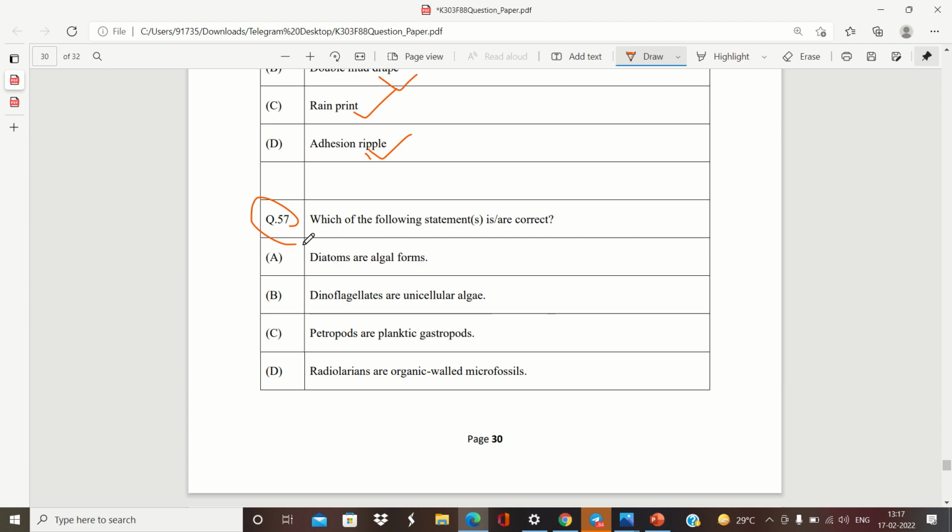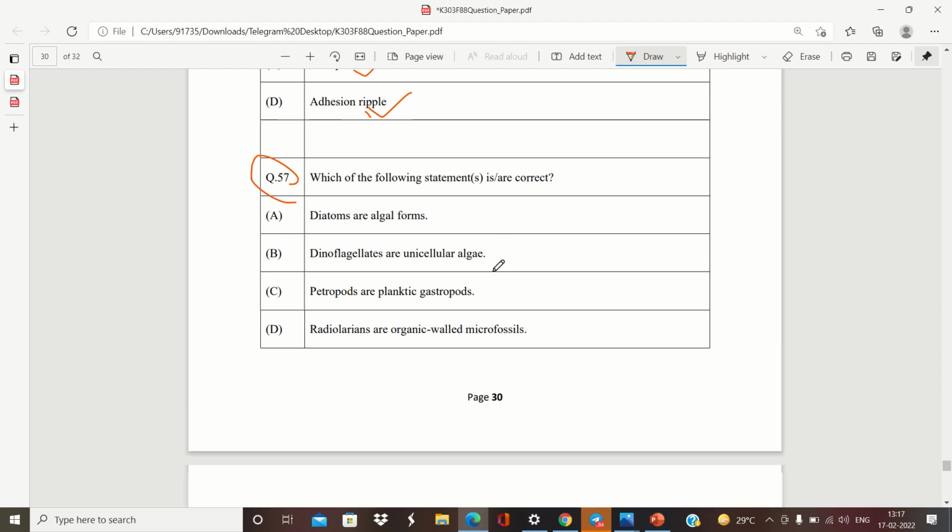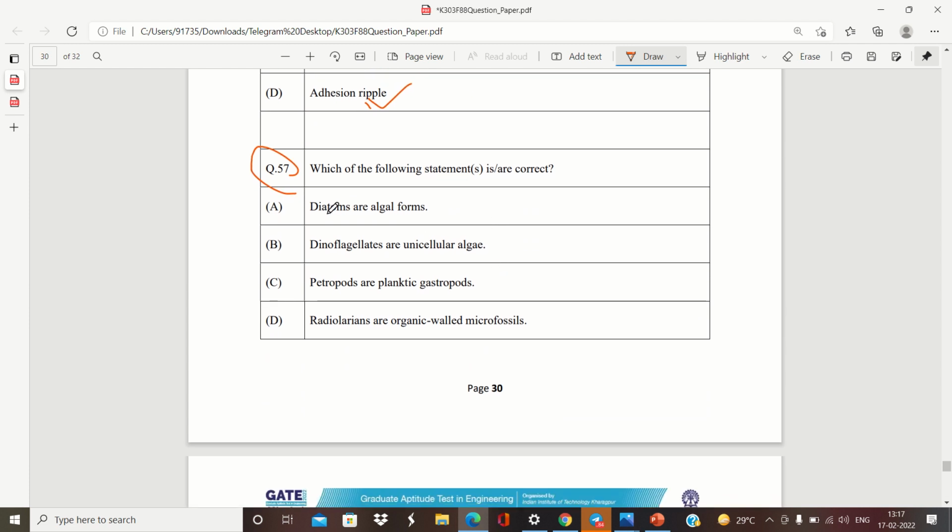Another question is which of the following statements are correct? So this belongs to the micropaleontology. So diatoms are algal forms, yes, this is correct. Dinoflagellates are unicellular algae, this is also correct. Pteropods are planktonic gastropods, this is also correct. So you can say when a gastropod has a specific ability to swim, they are known as pteropods.